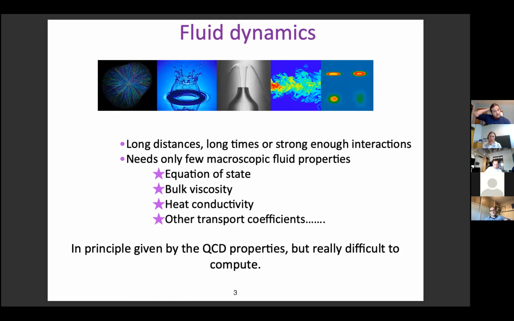So I said fluid dynamics. So what is fluid dynamics? Fluid dynamics, in a modern view, is an effective theory of matter where one is only interested in the long distance and long time behavior of a system. The interesting part is that one needs only a few macroscopic properties to describe the time evolution of the complicated non-equilibrium system. These quantities are the equation of state, and then some transport coefficients like bulk viscosity, heat conductivity, and others. And the nice thing about QCD is that in principle we know the microscopic Lagrangian, and so in principle we should be able to compute these quantities and characterize the transport properties of QCD.